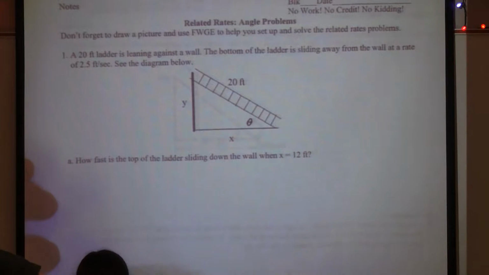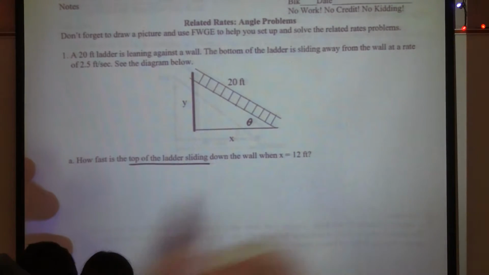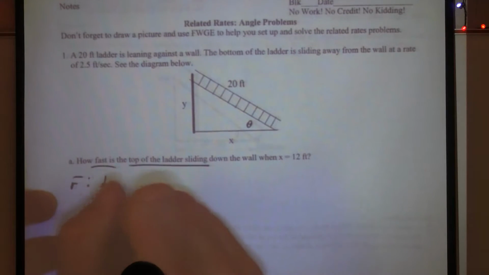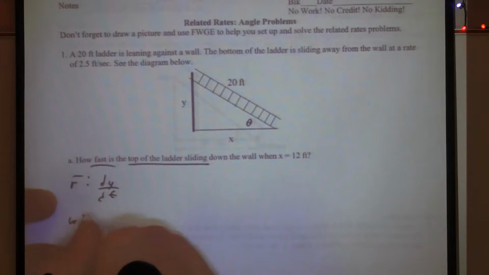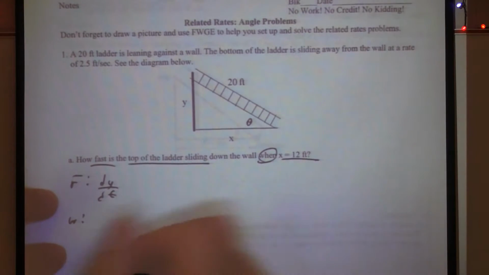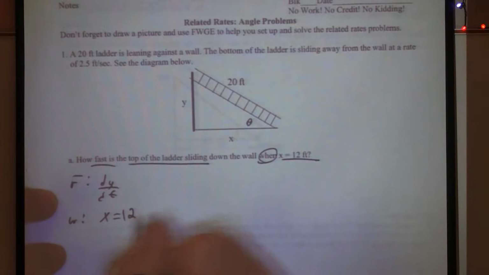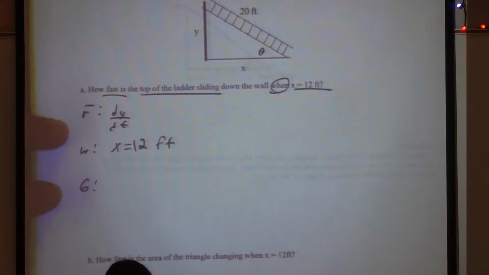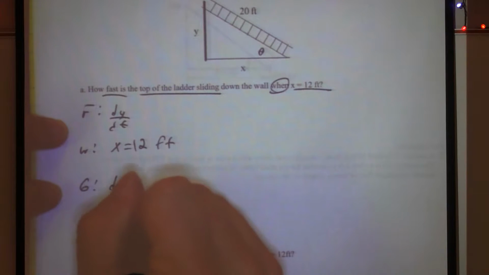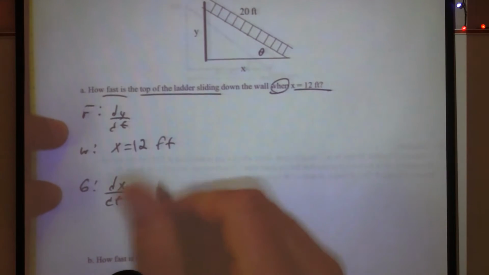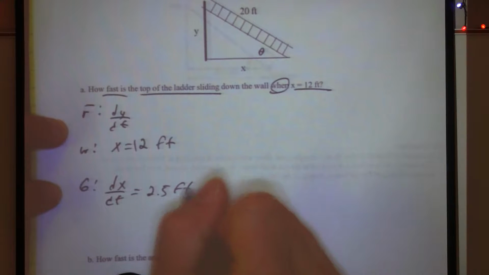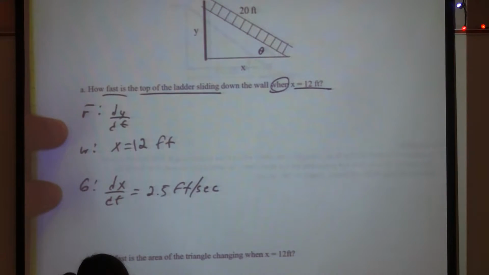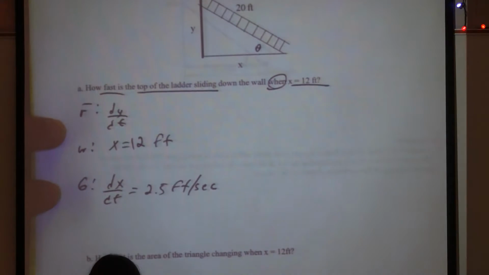What are we looking for in part A? How fast the top is falling down. So we're looking for dy/dt when x equals 12 feet. Given dx/dt equals positive 2.5. Very good, because they're pushing it away from the wall, right? If they were pushing it towards the wall, then it would be negative, because that distance would be decreasing.